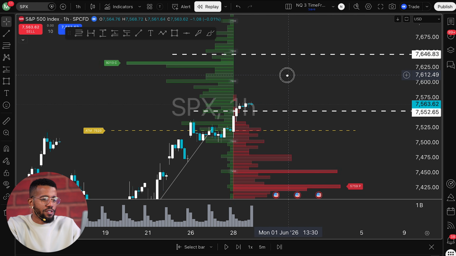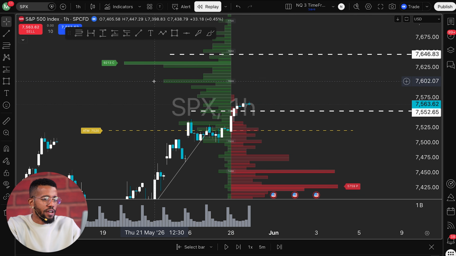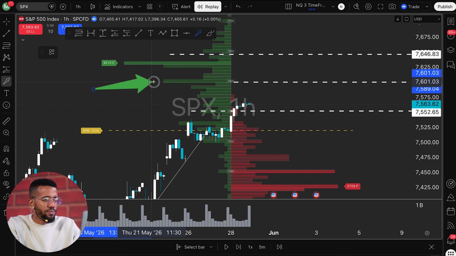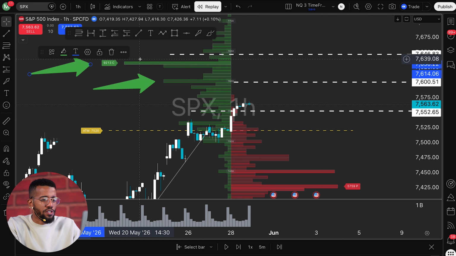Now the OI for this time, there's one key level that is sticking out to me, 7,600. Okay, there's a very obvious delta in the chart here. You can see that there's a huge bar here. There's also a huge one up here, okay, at 76.30.